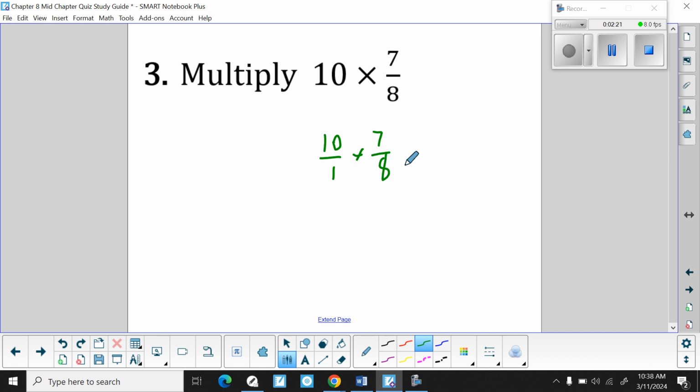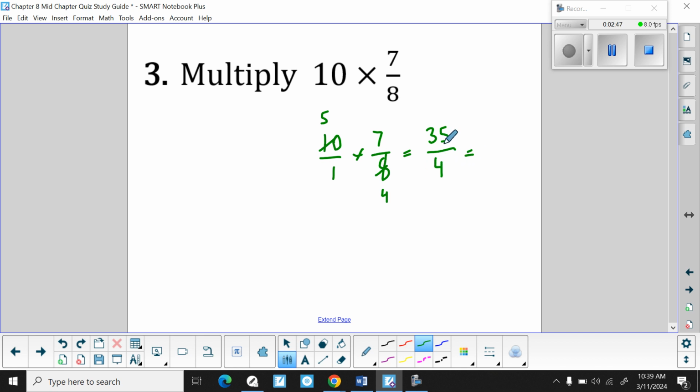So, is there anything I can simplify? Well, there is a number that goes into both 10 and 8, and that would be 2. So 2 goes into 10 5 times, and 2 goes into 8 4 times. So when I multiply across now, 7 times 5 is 35. 1 times 4 is 4.